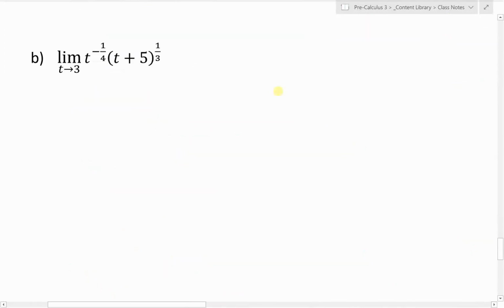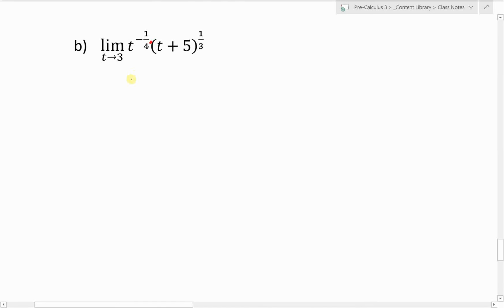Let's do one more. Okay, another kind of ugly looking function. It would not be very fun to have to plug in a lot of decimal values into this and make a table, so we'll split it up using our limit laws. We have a product right here of t to the negative 1/4 power times (t + 5) to the 1/3 power. So we can split it as a product first.